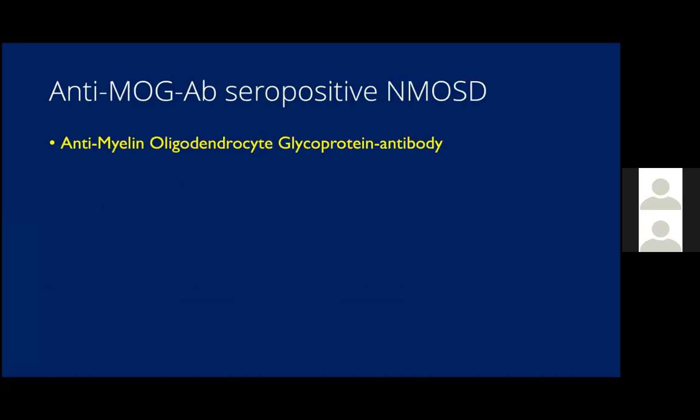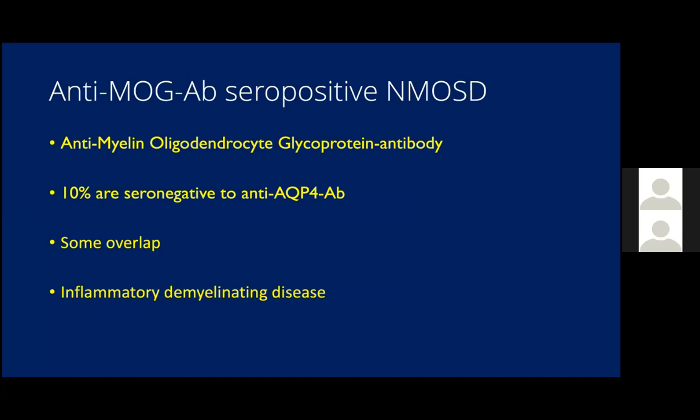There is another subset of disease called anti-MOG antibody seropositive NMO disorder, because these patients are negative for anti-aquaporin antibodies, but positive for anti-myelin oligodendrocyte glycoprotein antibodies. These are only 10% of the NMO patients who are seronegative to anti-aquaporin antibodies. There is some overlap in MR features, but predominantly this is a milder disease, which shows some inflammatory demyelinating disease on imaging.